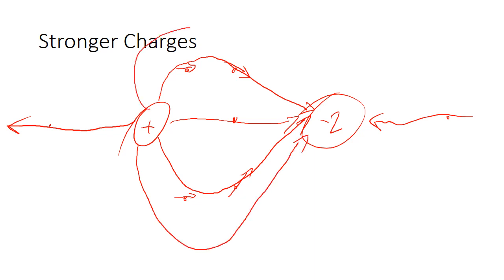Alright, so hopefully you can see the similarities here. The double positive charge would work the same kind of way. Alright, let's do one more thing, and that's for multiple charges. So let's say we have a positive here, and we've got a negative there, and a negative there.